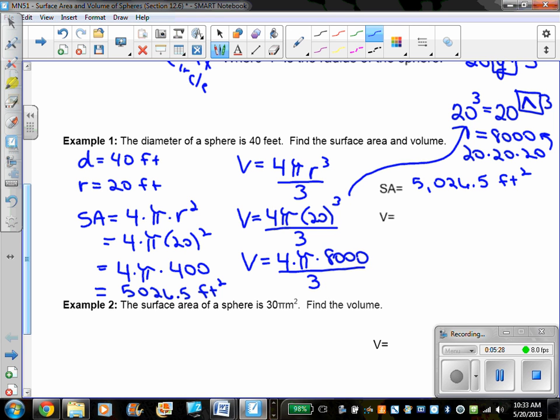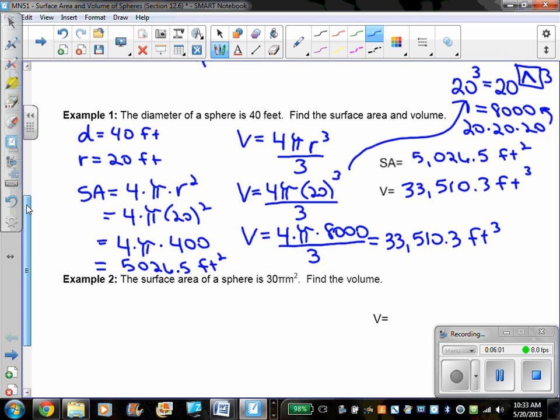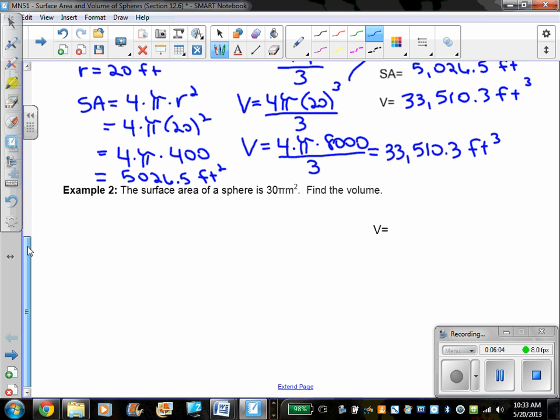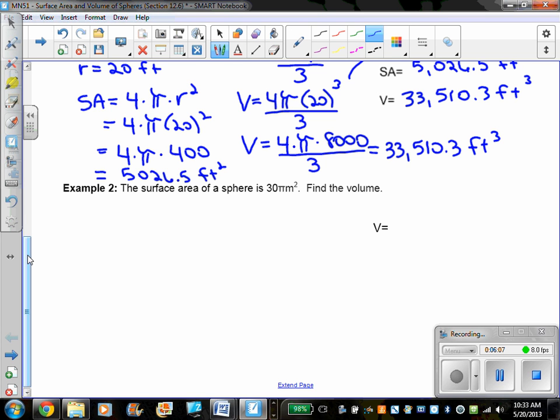Okay, so if you go 4 in your calculator times pi times that 8,000, hit enter, divided by 3, you end up with the approximate value of 33,510.3 cubic feet. And again, this is the amount of cubes that can fit inside of this shape if, in fact, it was drawn to scale, which it clearly isn't. So that is how you find surface area and volume given the diameter. And again, part of the biggest issue with using these formulas is knowing how to use the calculator, especially that cubic button. Okay, so example number 2, it says the surface area of a sphere is 30 pi m squared.